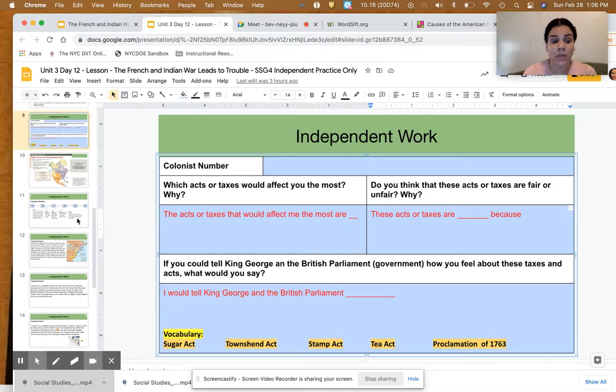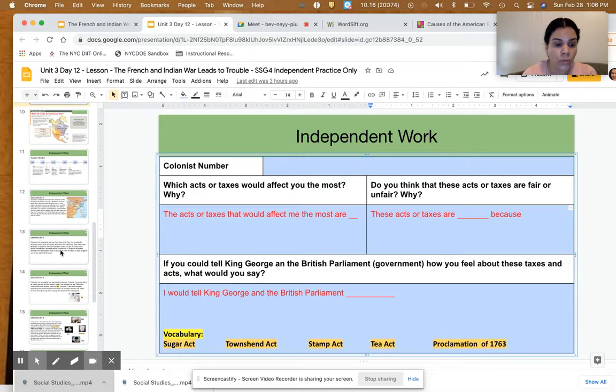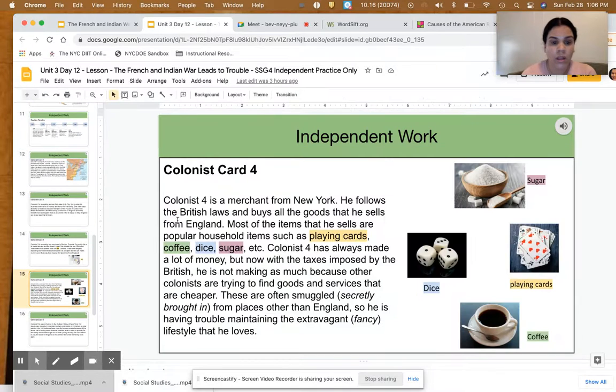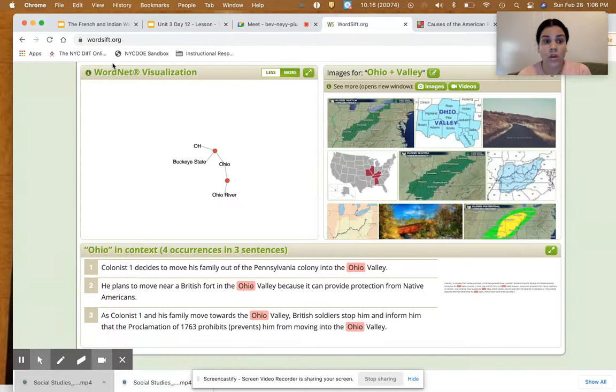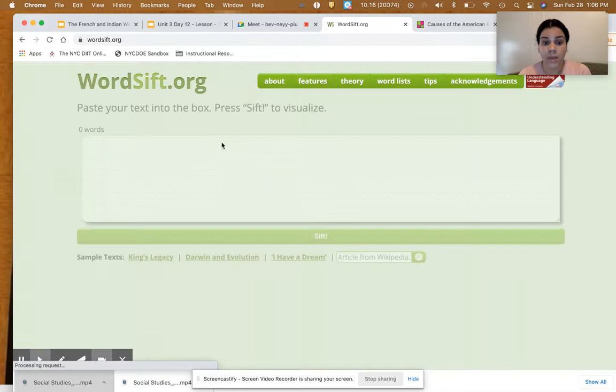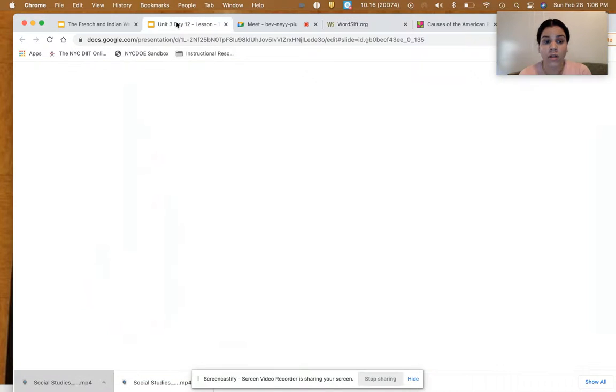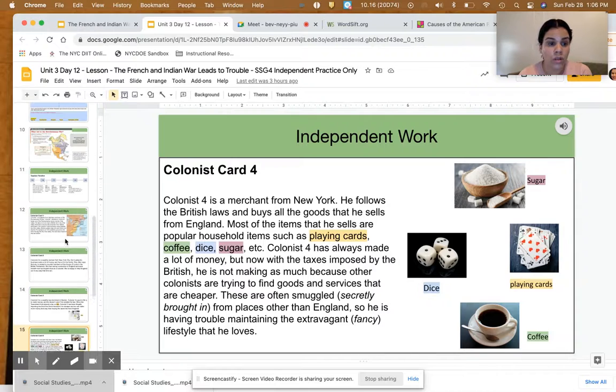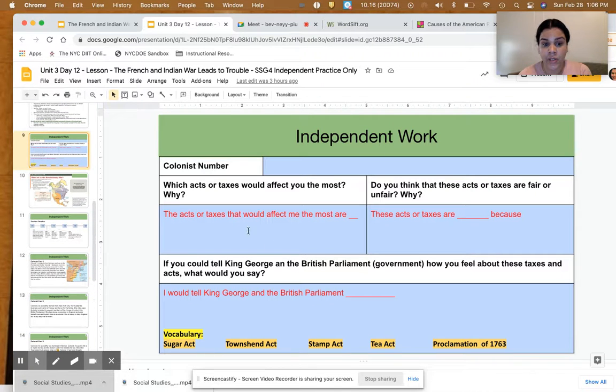So that's an example. Now your turn. I want you to use colonist card 4, right? Colonist card 4. You can click on the audio to listen to it. You can go to wordsift.org, copy and paste the information on the card. And I want you to fill out this organizer, answer these 3 questions, and post it on your Google Classroom.